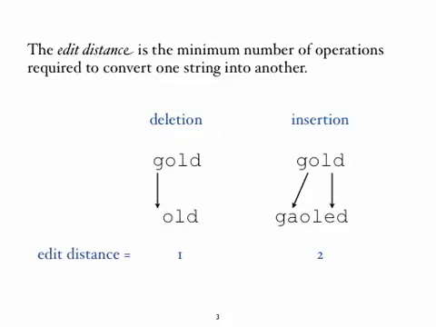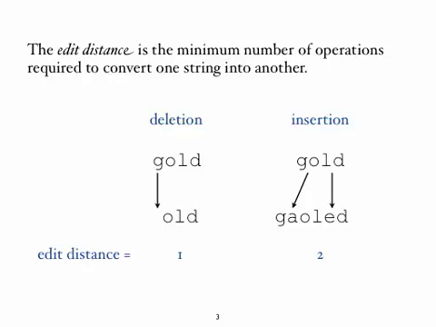So, the edit distance is the minimum number of operations required to convert one string into another. Here are a couple of examples. Suppose we wanted to edit the string gold and convert it into the string old. We could do this with a single deletion. This use of one operation to transfer the first string into the second string means the edit distance from one to the other is 1.